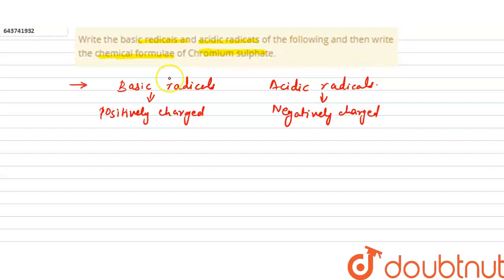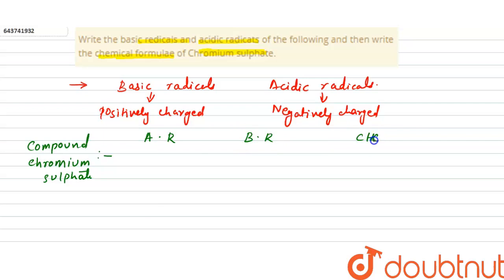Okay, now what has been asked in the question is, write the basic radical, acidic radical, and then write the chemical formula of chromium sulfate. Okay, so here for the compound chromium sulfate, what is its acidic radical, basic radical, and chemical formula?